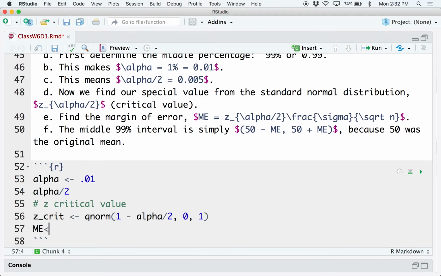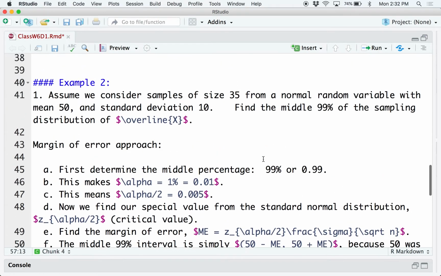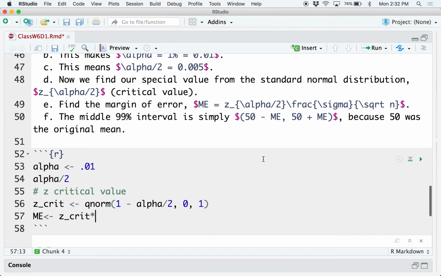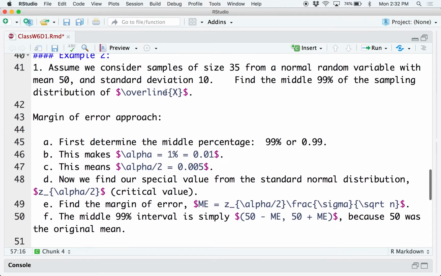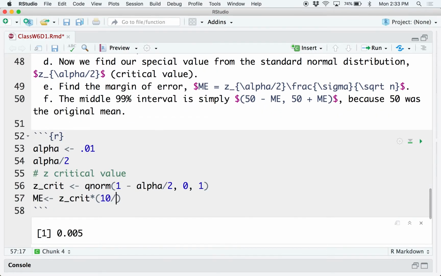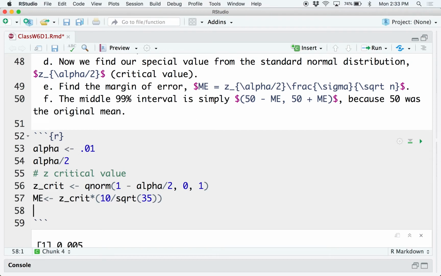We can define our margin of error. This is z critical times our sigma divided by the square root of our sample size. In this case sigma is 10, our original standard deviation, and we're going to divide by the square root of 35. And then lastly, our interval is simply 50 minus margin of error, 50 plus margin of error.